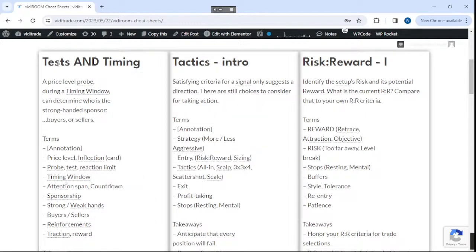Tests and timing, just again to reiterate, this is about prices and timing. So, for instance, if I say buy above 46, how do you know if something is relevant above 46 unless the timing window has closed and 46's test is maintained? If 46 is the buy signal and it's probed, but when the timing window lapses, 46 has been rejected, well, that didn't work out. We know that didn't work out. We don't sit there holding the bag.